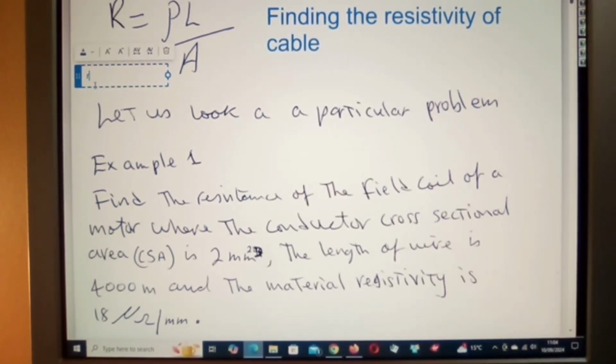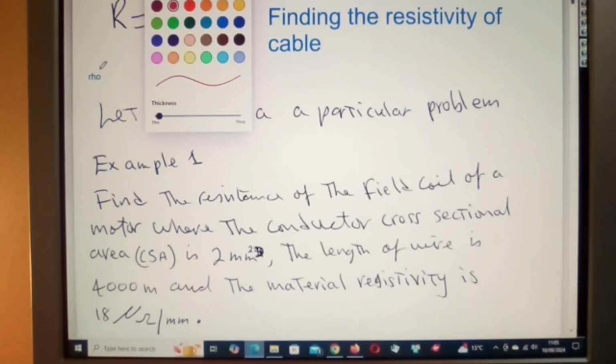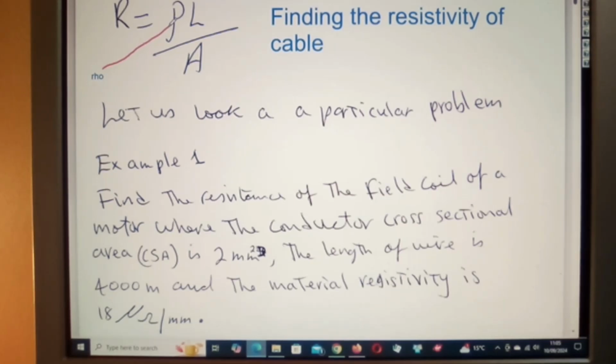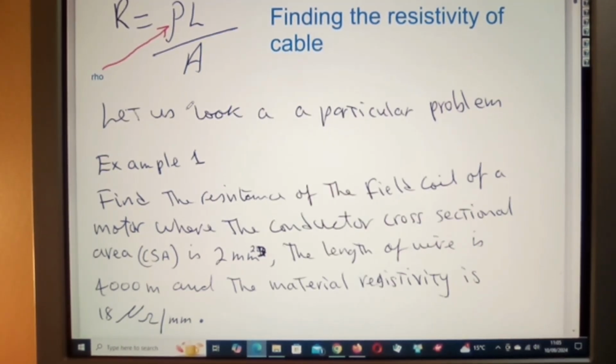R H O, rho. Let me just see if I can get this a little bit smaller so it doesn't take up too much space. And that is just get my diagrams in. That is rho. And that is R equals rho L over A.